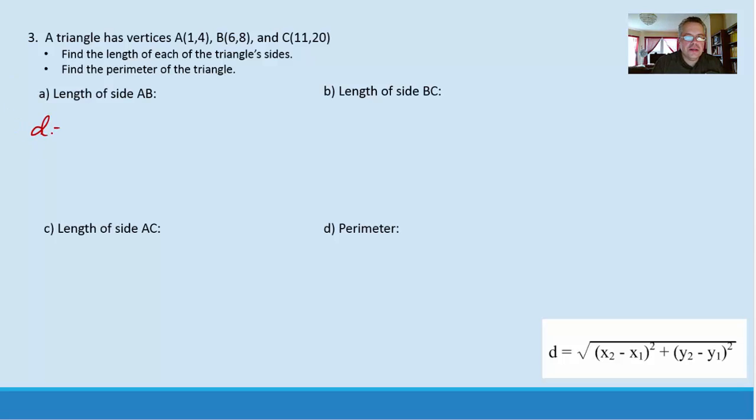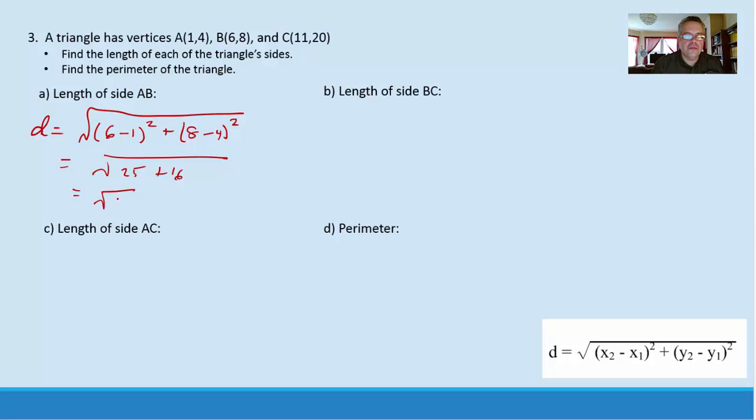All right, this first time, d is the square root of, now I'm looking at points A and B. x2 minus x1 would be 6 minus 1 squared, plus y2 minus y1 would be 8 minus 4 squared. So that's the square root of 25 plus 4 squared, which is 16. And so I get the square root of 41. Okay, that's not so nice, but it is what it is.